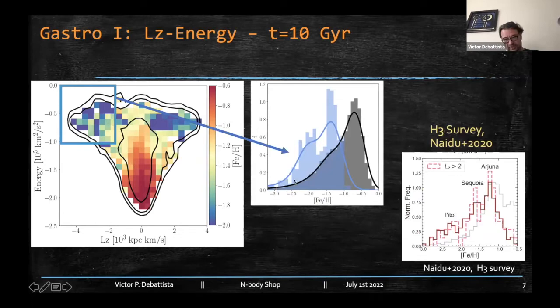So if we look at the overall merger remnant, it's this metal-rich component, and the counter-rotating component, the very retrograde material, is more metal poor, and that's consistent with what we observed for the Sequoia and the Milky Way. That's the presentation. Thank you.